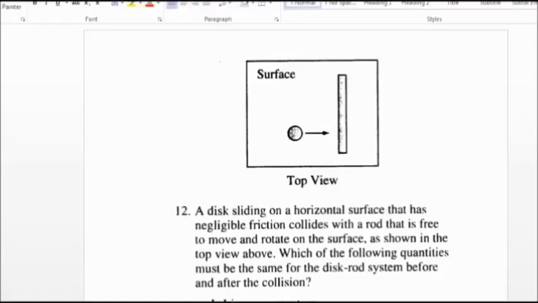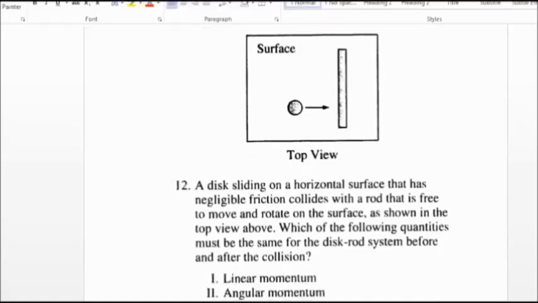So here the system consists of the disc and the rod, and there are no external forces and no external torques. If there are no external forces and external torques, the force is responsible for change in momentum and the torque is responsible for change in angular momentum. So both the linear momentum and angular momentum have to be conserved because there are no external forces or torques.